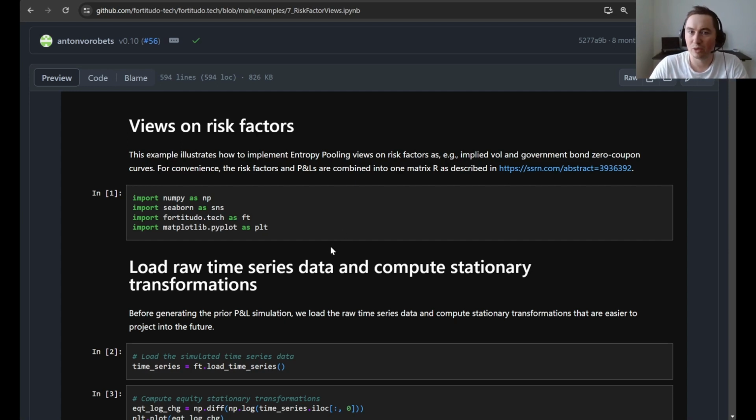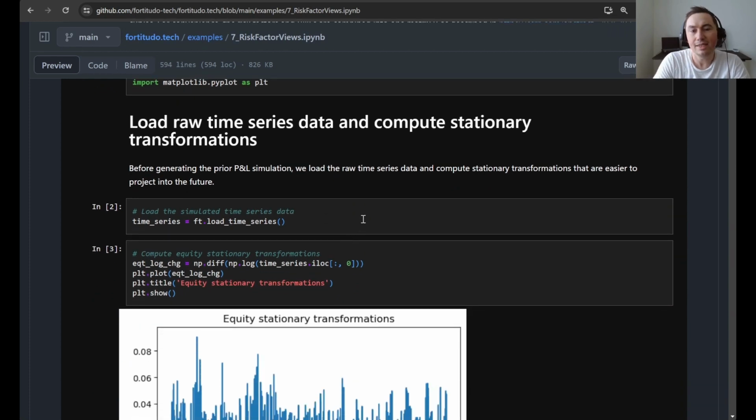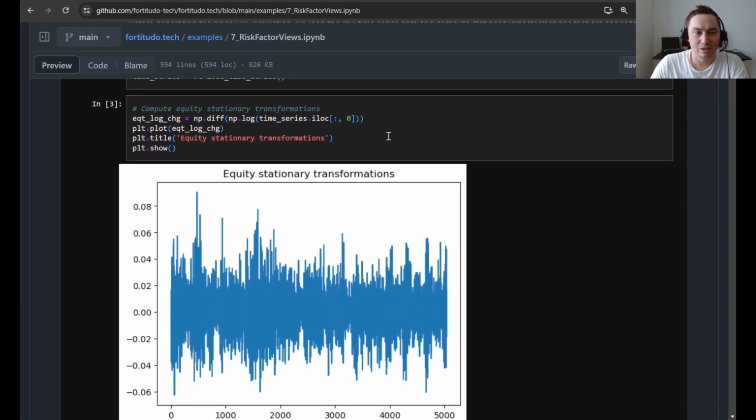So as usual, we import the packages that we need, and then the first thing we do is to take the time series data that we have been going through in an example before, load it in and transform it in a way such that it has nice statistical properties. So in econometrics language, it would be transforming to something that looks stationary. So here we start with equity. And in this case, this is just a log return instead of having the price series directly.